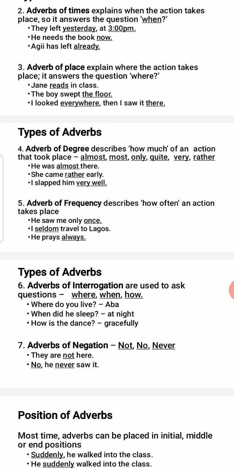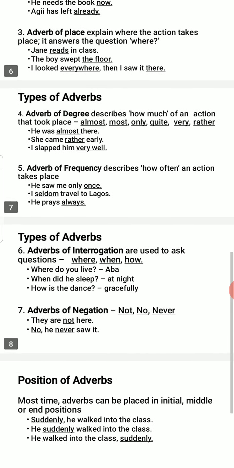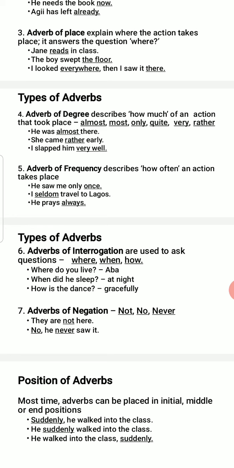Number 4, we have adverb of degree, and this describes how much of an action takes place at a particular time. At times, it is difficult to quantify actions, and that is why we have this adverb of degree. It helps us to quantify how much of an action takes place. The examples I have here are almost, most, only, quite, very, rather.